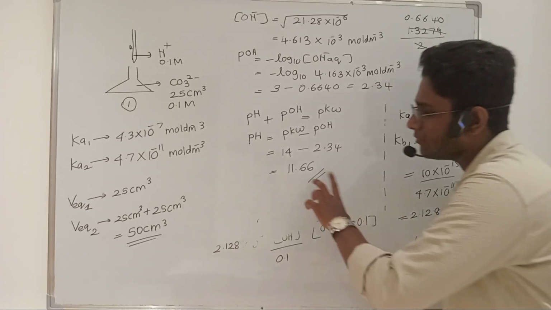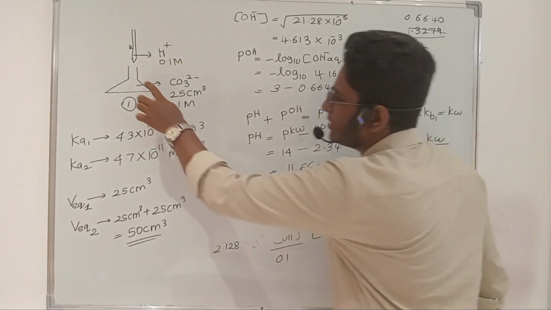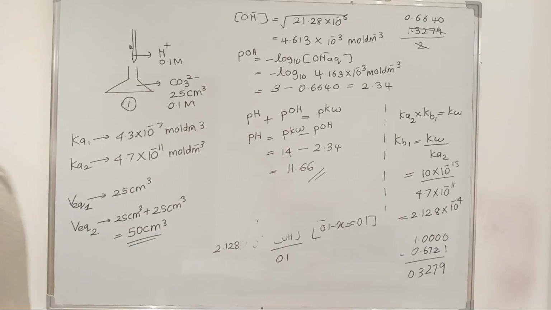Now the pH before the addition of H plus to the titration flask is 11.66. That is the initial pH, 11.66, right? So did you all get it? Come on guys, did you all get it?